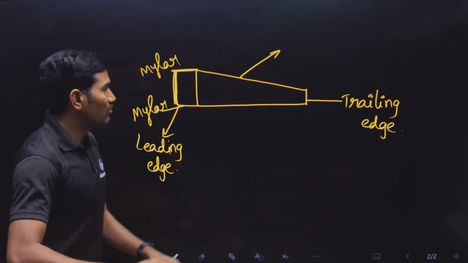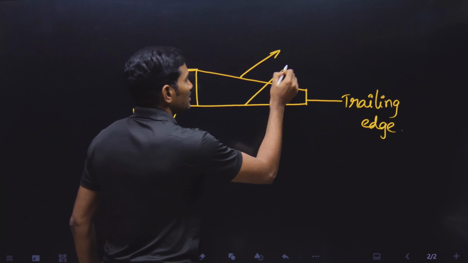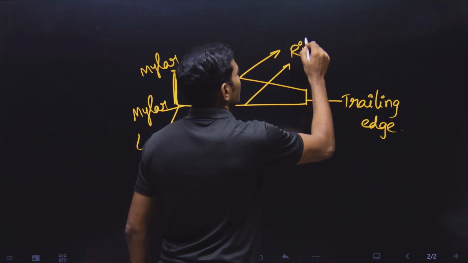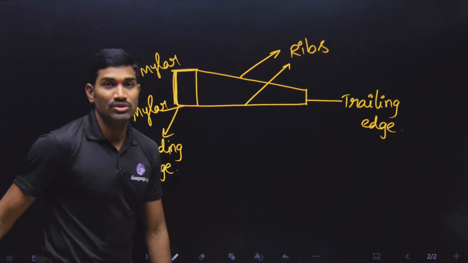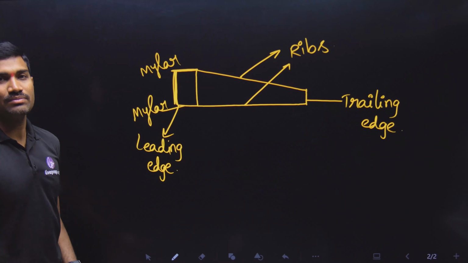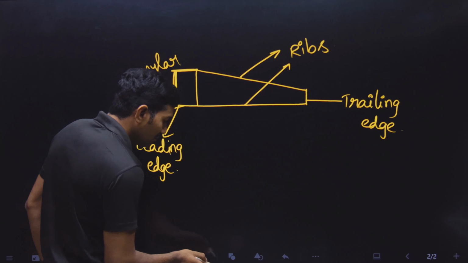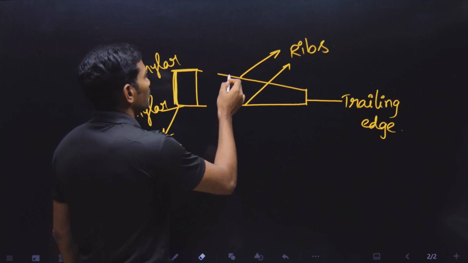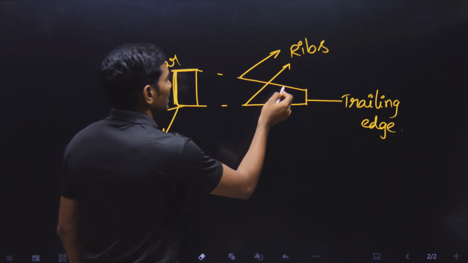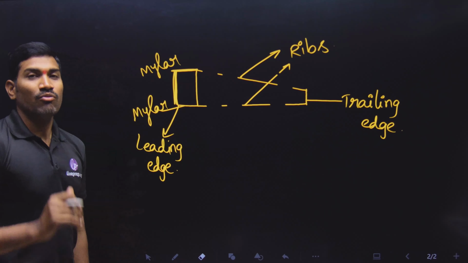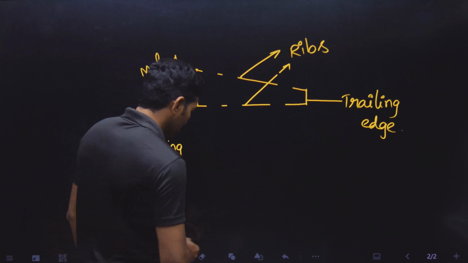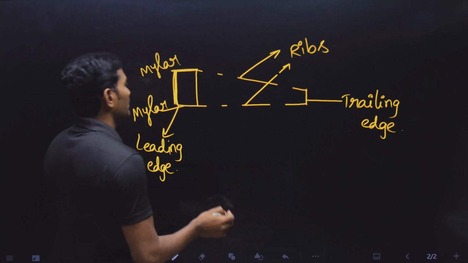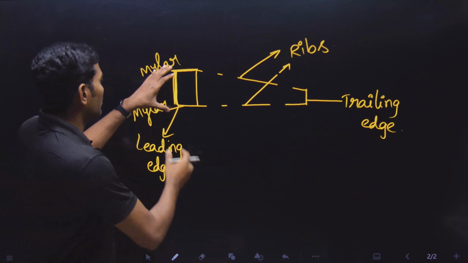Okay. And now we need to know the name of these. These are called ribs. Please observe carefully. These are the ribs. Okay. And now another important point we need to understand is these ribs are having some holes. What is the advantage of this particular hole? Observe carefully.